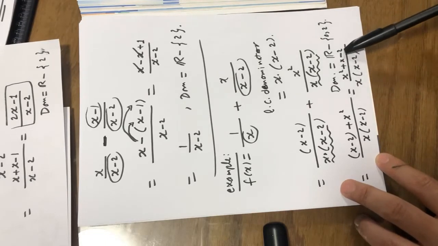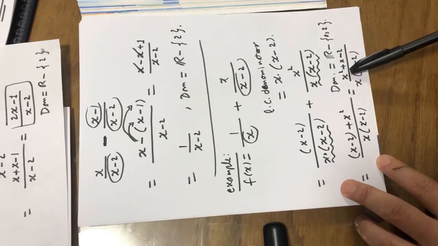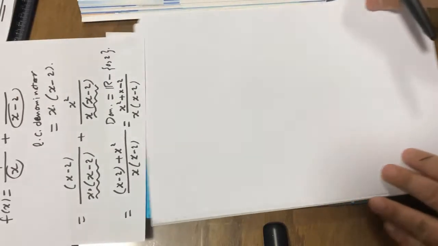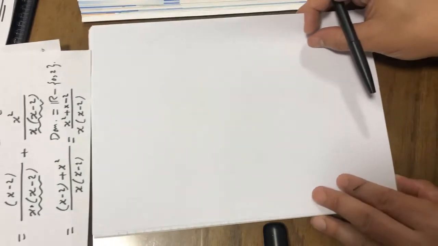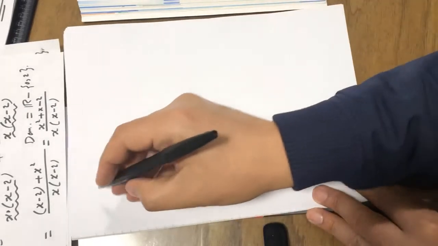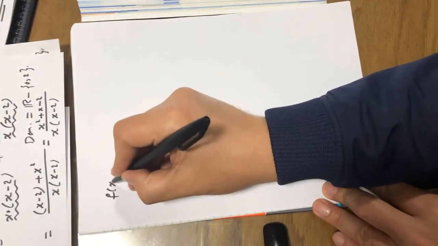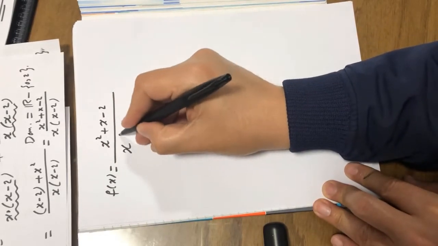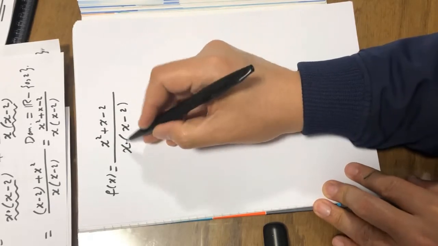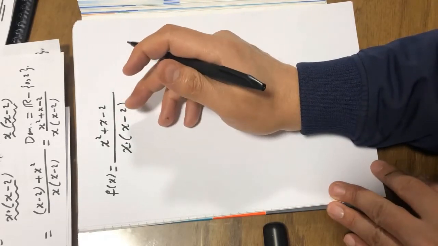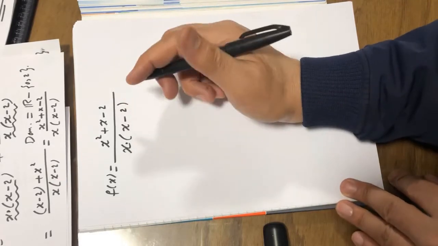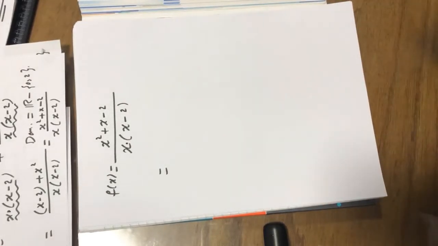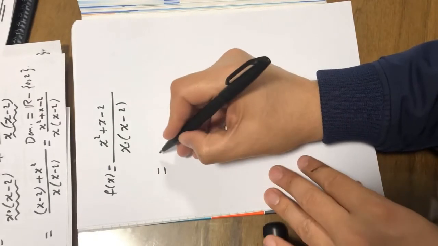Do you have two numbers with product 2 and difference 1? 2 and 1. That's right. So we have f(x) equals x squared plus x minus 2 over x times x minus 2. I copied it again. Don't multiply the denominator. To simplify fractions in algebra, we do factorization.